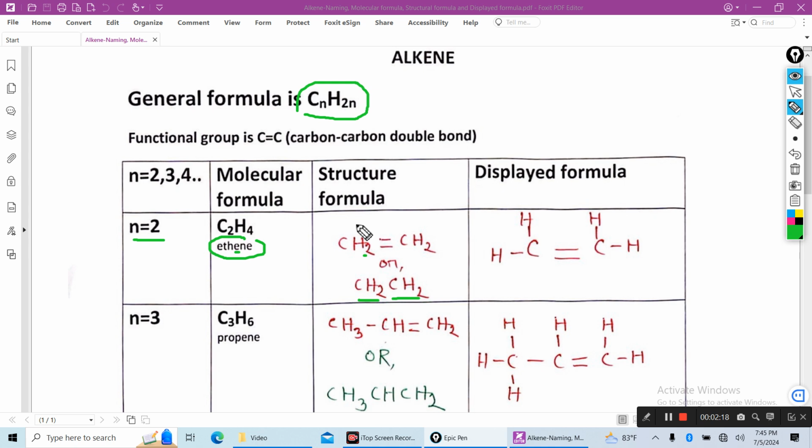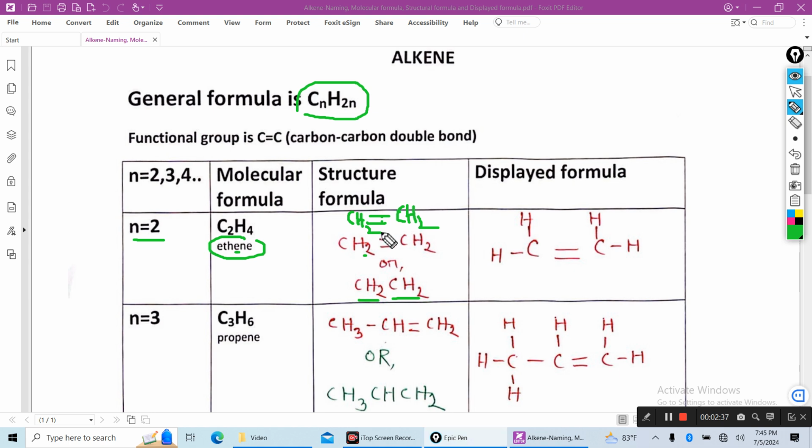CH2 double bond CH2. This is how you write a structural formula. You give 2 carbon, then you give 1 double bond here. This carbon needs 2 hydrogen, CH2, and this one needs CH2, 2 hydrogen.